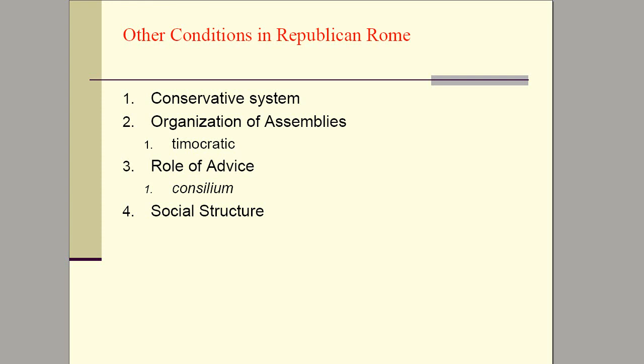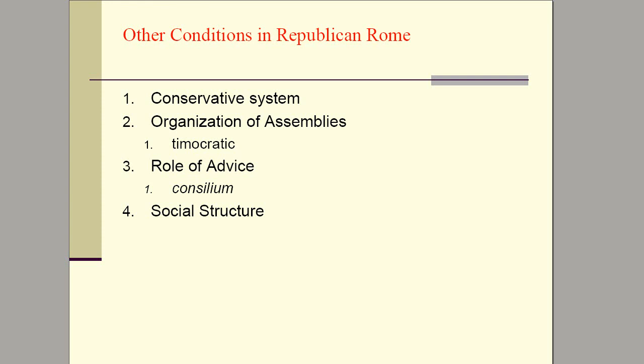Okay, number 3 on our list is the role of advice. We hear the word advice and we think, gosh, we could pay attention to that if we feel like it. For the Romans, advice was an entirely different thing. Decisions of the Senate, and by the way, the Senate did not have legislative power, only the assemblies had legislative power. Decisions of the Senate were literally advice to magistrates, which presumably then the magistrates could ignore, at least theoretically.